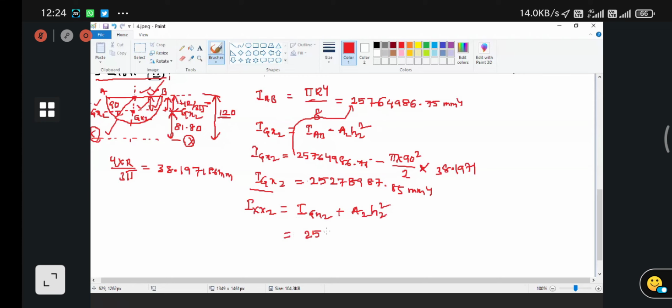So previously we have found out 2527, 87.85. Okay. So for this we are going to add pi r square, pi into 90 whole square by 2 for the second section, that is the semicircle, into h2. Now what is the h2 here? Distance between two parallel axes. One is your x-axis and another one is your Gx2 axis.